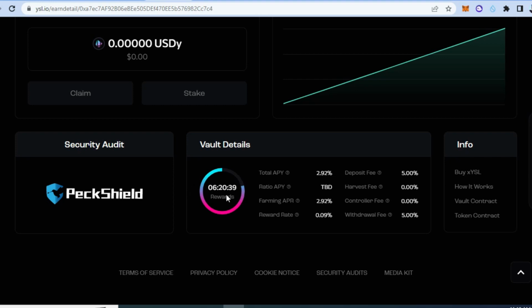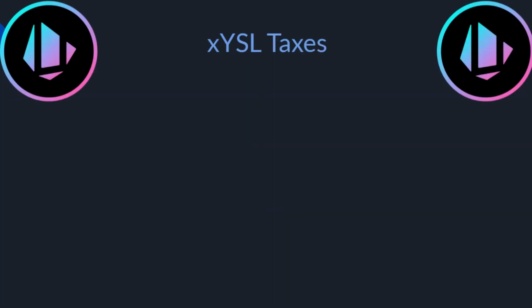This is the epoch. In about 6 hours or so, people are going to receive their USDy, and you see here also the information about this vault. 5% when you deposit, 5% when you withdraw, and as I told you, this 10% is going to be distributed to the stakers. Okay, now let's move to the taxes, because there are taxes attached to xYSL.